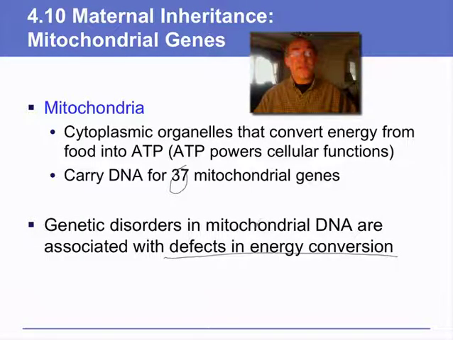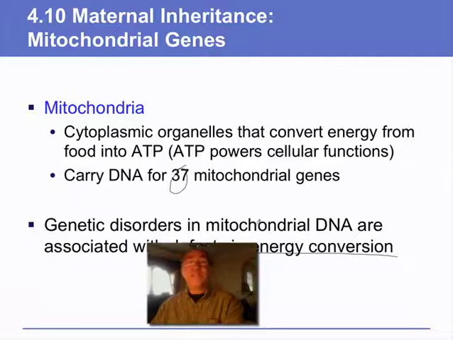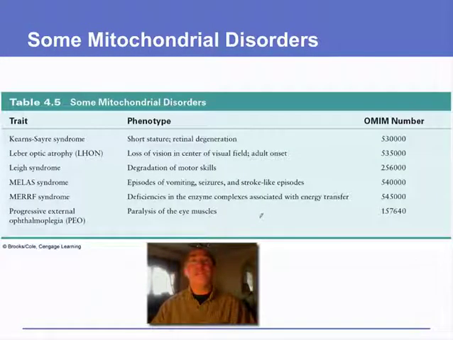So if we look at some of the traits of mitochondrial mutations, we can see that there's developmental issues, short stature, loss of vision, so functional difficulties, motor skills are going down, seizures, uncontrollable muscle movements, and even paralysis of muscles here. So we can see these are fairly predictable issues when mitochondrial genes misfunction.